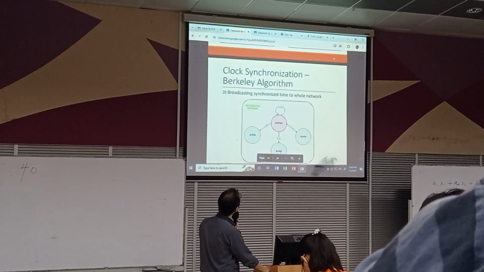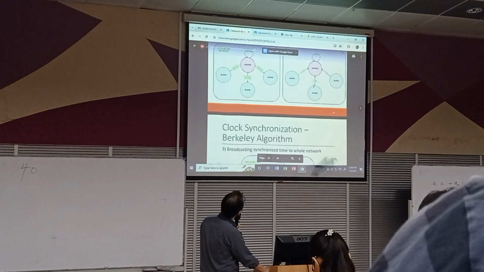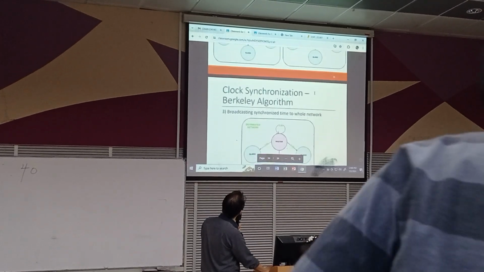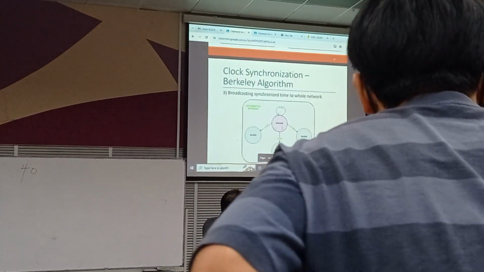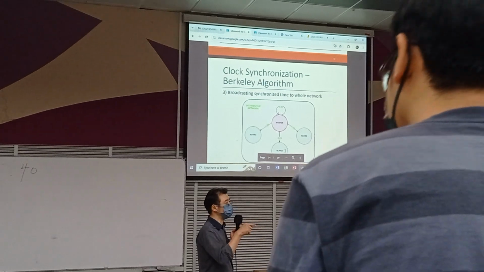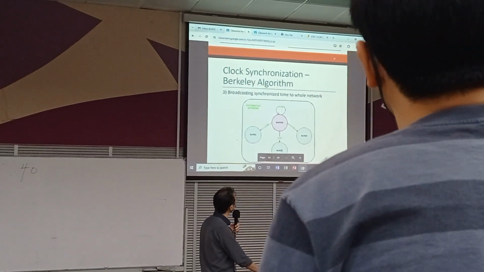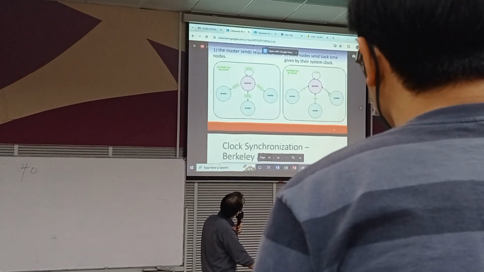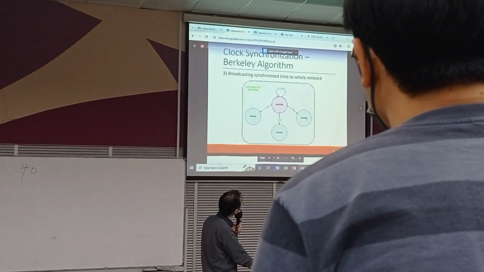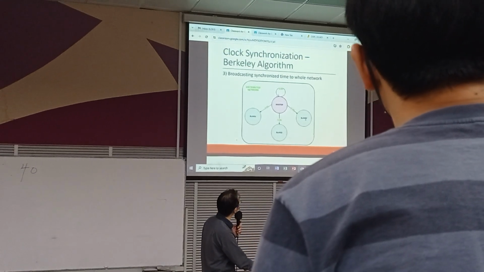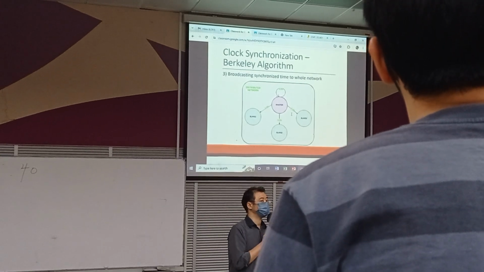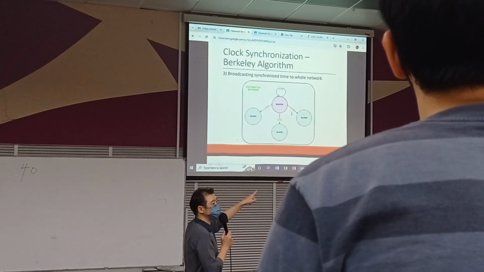And then slave number 2 is 250, right? So it will ask slave 2 to add 15. So it will send 15 to slave 2. Slave 2 will add 250 plus 15, so it becomes 355. Slave 3 is 320, right? So it will tell slave 3 to minus 15. So it will send -15 to slave 3. It does not send the time, it sends the difference.